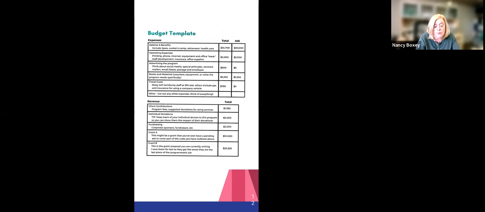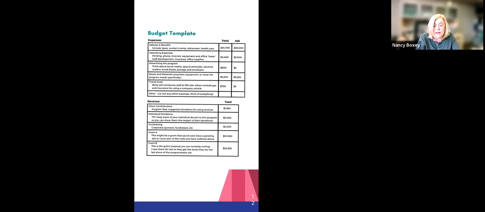The second part is your revenues. Is there any money coming into this project? Is there client contributions? So do people have to pay to attend your event, or do they have to pay a piece of the service but it's subsidized through grant funding or your organization? So is there donations for service? Are there individual donors? Is there fundraising? So are you fundraising to help provide additional revenue to the project?